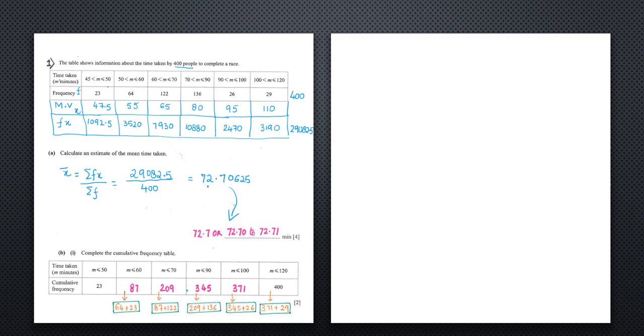And similarly, the cumulative frequency table keeps growing. So for m less than equal to 70, it's going to be all the previous values added, and along with that we add the 122, which is only the frequency for the interval of 60 to 70. And we continue with the same procedure. So that's how we get a 345 here by adding an additional of 136. And similarly, we get 371 by adding an additional 26. And the last value 400, which will always match with the total number of people who participated in the race, by adding an additional of 29, which is there in the last column. So thereby we complete the cumulative frequency table.